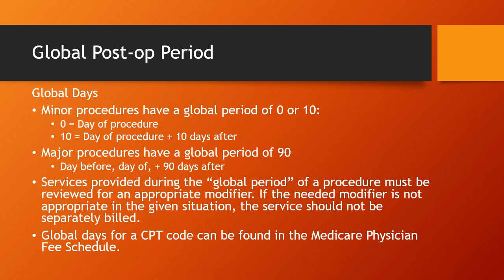I can find all the global days for a CPT code in the Medicare Physician Fee Schedule. So you can actually download that. There's some online lookups that you can look up. If you're using an encoder, it probably has the global days that you can look at. I want to be able to make sure that I'm interpreting these rules given whether the procedure is a minor or a major procedure, and that I know how many global days are attached to each surgical CPT code that I'm using.